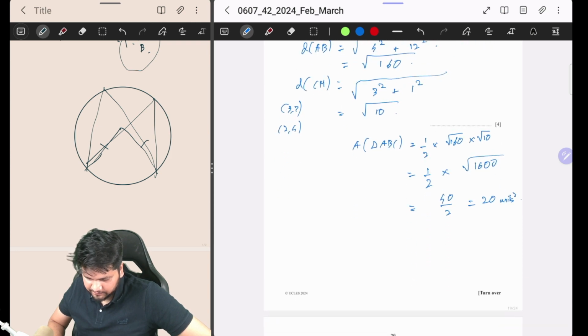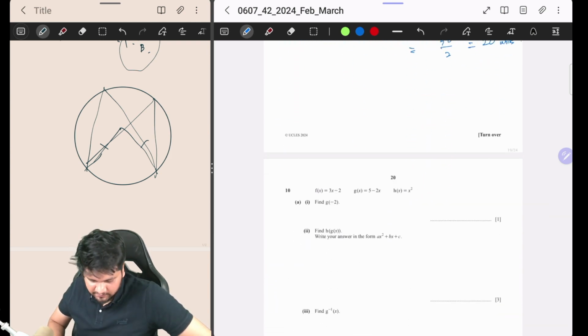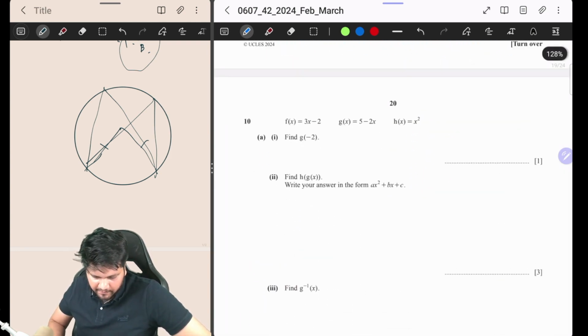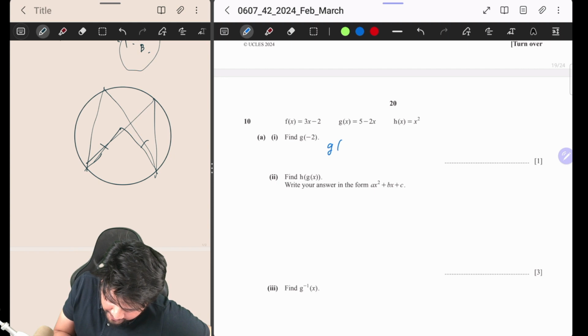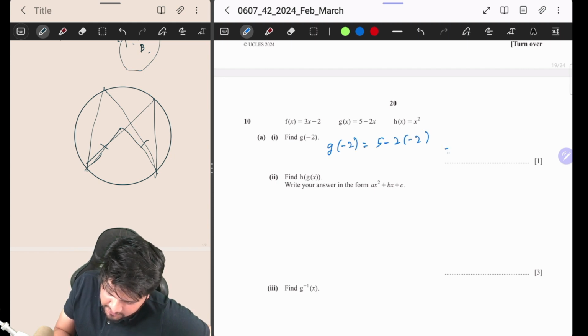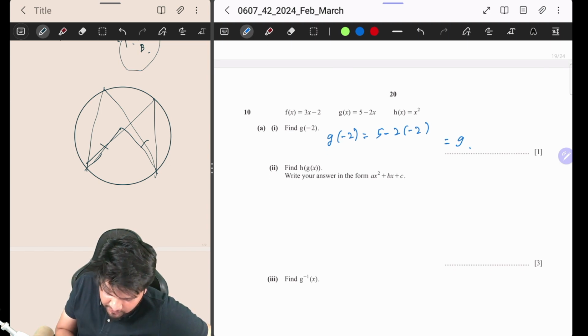Fine. This is convincing. f of x is 3x minus 2, g of x is 5 minus 2x, h of x is x square. Find g of minus 2. So g of minus 2 would be what? It's going to be 5 minus 2 times minus 2, which is nothing but 9. Simple.